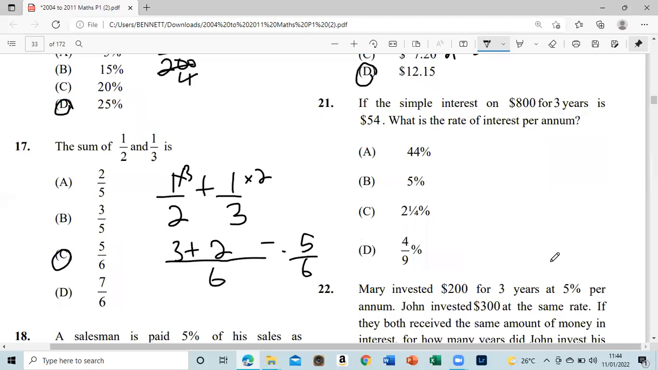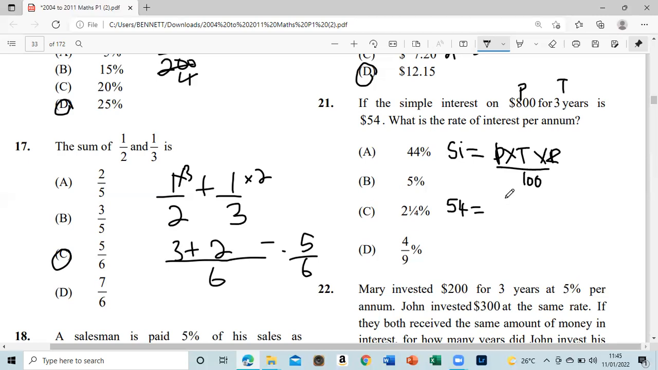If the simple interest on $800 for 3 years is $54, what is the rate of interest per annum? So with math, always go back to what you know. Simple interest is equal to P times T times R, and the R is going to give us the rate, which is over 100, out of a percentage. We already have the simple interest to be 54. So what we have to do now is to put in the rest, right? We have the principal and the time, so we are looking for the R.